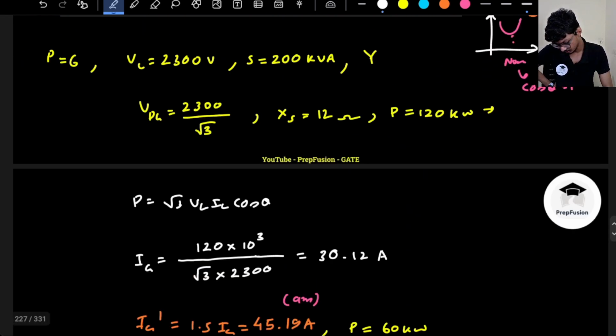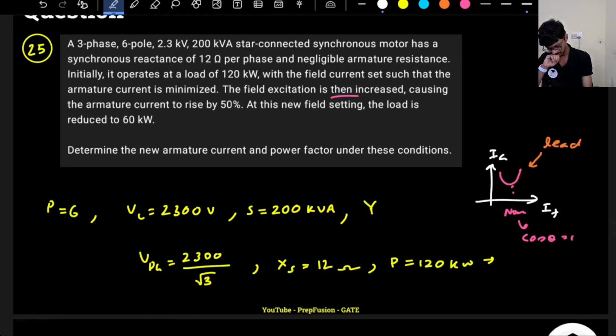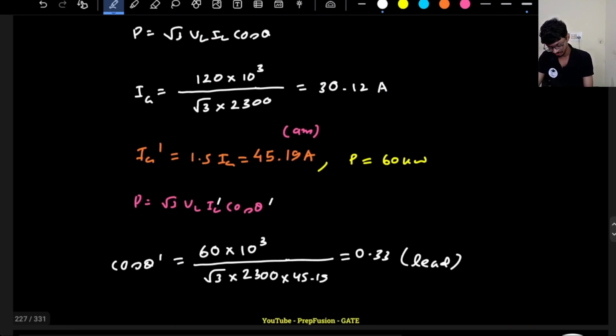I hope the question is clear to you, because they are telling that if the field excitation is increased, causing the armature current to rise by 50%, at this new field setting the load is reduced to 60 kilowatt. Sorry, this question is kind of a trick question. What do I mean by trick question? They are telling me that they are increasing the excitation. Actually, sorry, this is wrong.